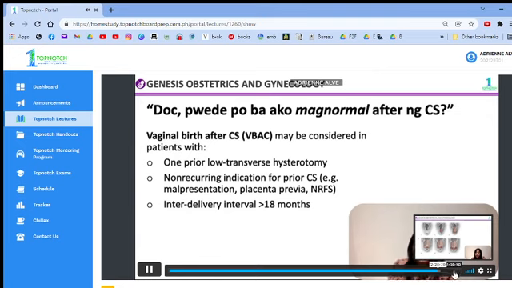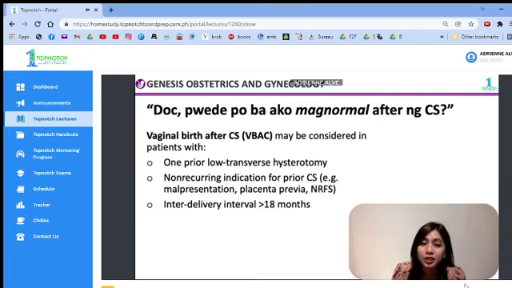Okay, what else? Dapat yung inter-delivery interval mo, meaning, yung CS mo to the next CS is more than 18 months. Bakit? Anong mangyayari kapag na-CS ka within 18 months from your prior cesarean section? You have 3 times the risk of incurring CS scar rupture. Okay? Pwede mag-rupture yung matris niya. So we don't want that.